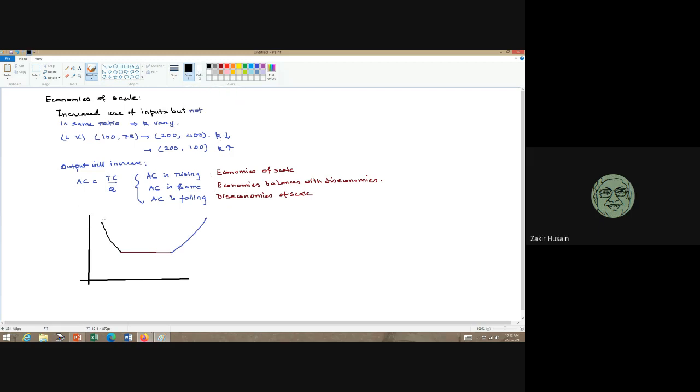So we call this economies of scale, and we call this portion diseconomies. And obviously this is a portion where it balances.